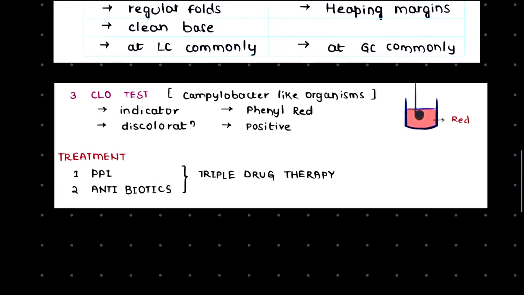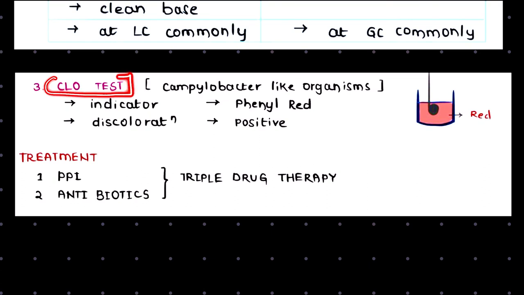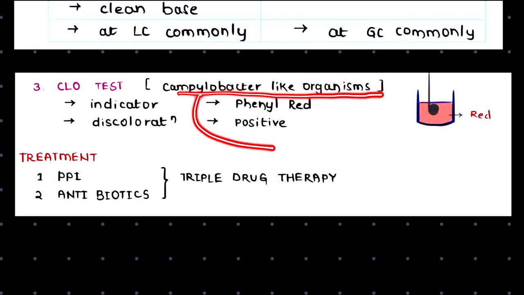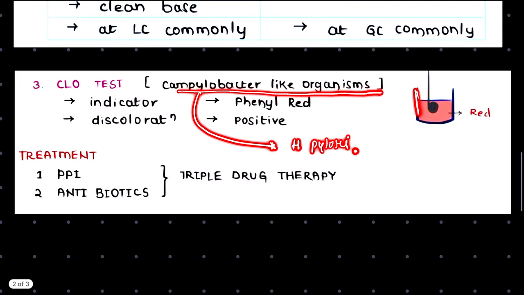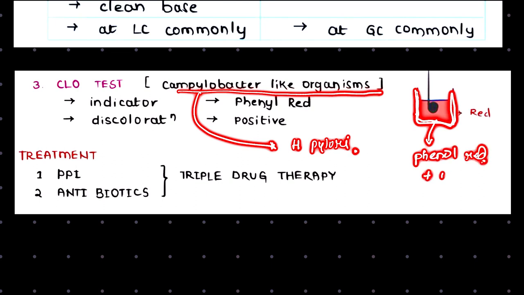Now there is another test that we need to know, and that is the CLO test. What is this CLO test? It is the Campylobacter-like organism test, and under Campylobacter we have H. pylori also. Here we have taken a test tube, as you can see. In this test tube we are adding phenol red, along with urea. Now what is going on here is the gastric biopsy tissue.